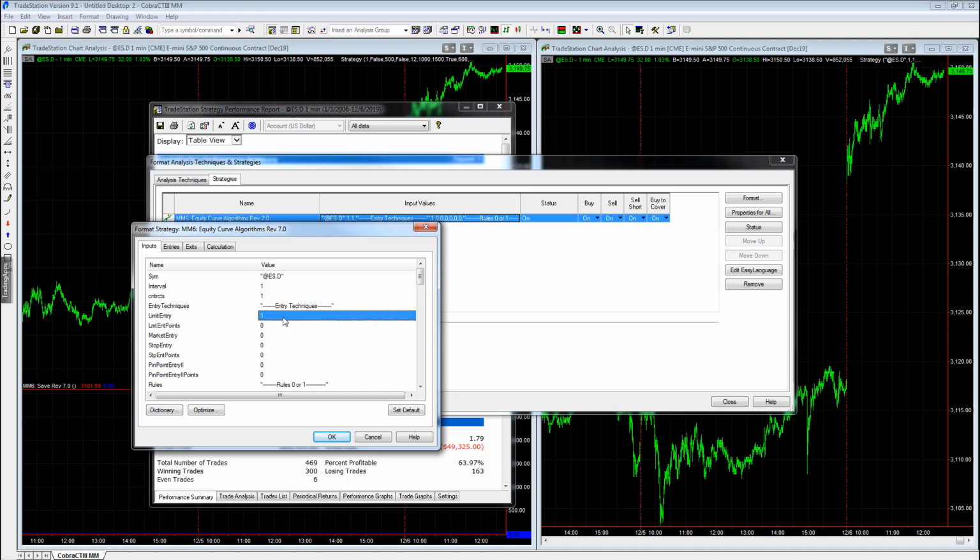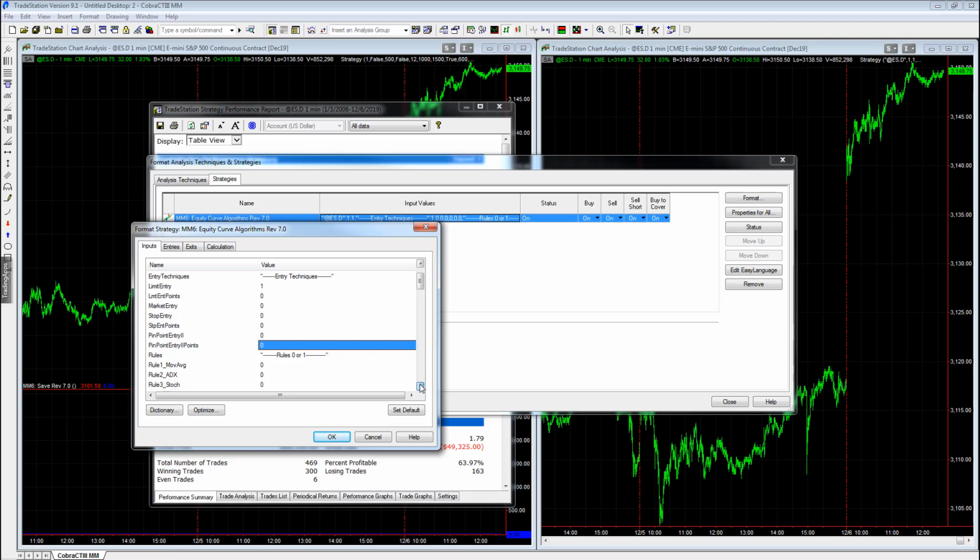We use the limit entry. You have to pick one entry: limit entry points, or market entry, or stop entry and stop entry points, or pinpoint entry and pinpoint entry points. Pick one of those four selections, and then you pick one of the rules, or a combination of the rules, and the combination that we have is Rule 5 and Rule 8.